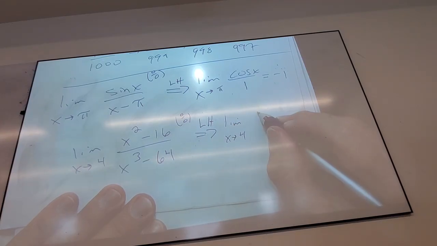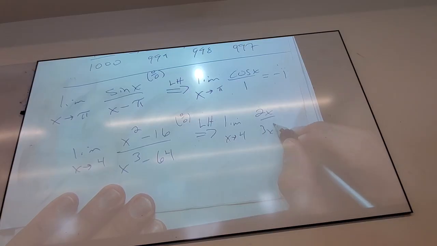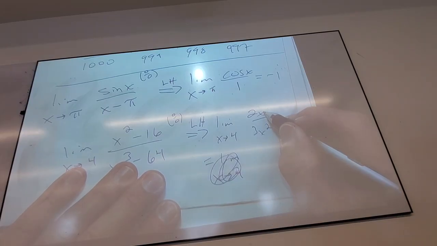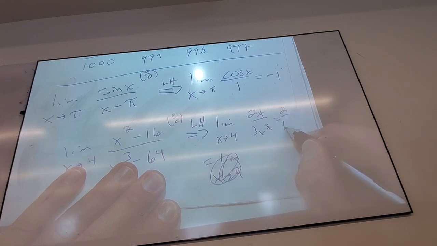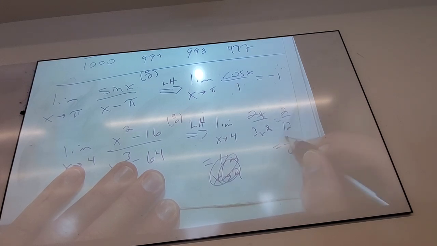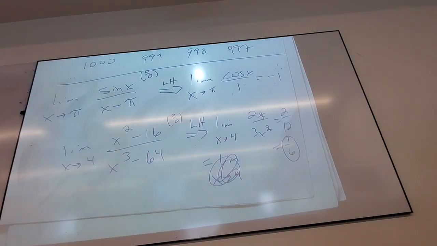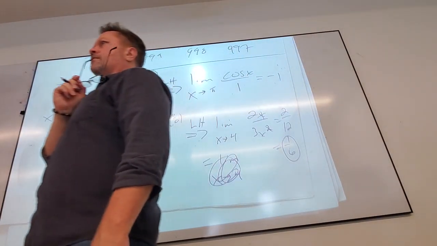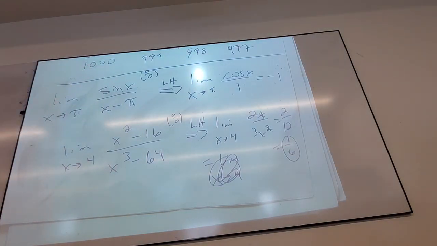What's the derivative of the top? Derivative of the bottom? 3x squared. What happens there? Actually, you can just plug in, but I mean, what happens here? An x cancels, so then you get 2 over 12, which is 1/6. Now if you factor it, you would also eventually get that. Yeah, it's a nice thing to do.